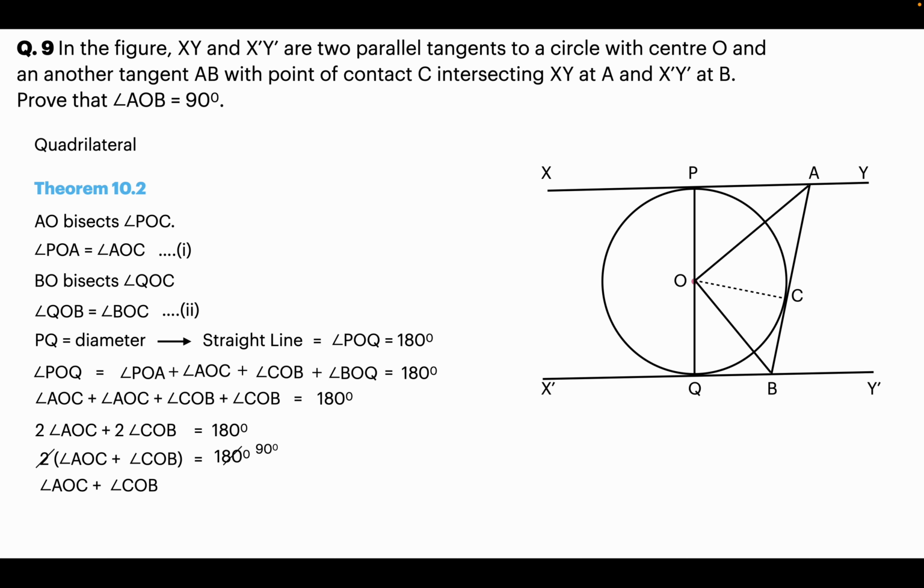So angle AOC plus COB is 90 degrees, and if you look at the figure, AOC and COB together make angle AOB, this here. So this is angle AOB. That means angle AOB is 90 degrees, and that's what we had to prove.